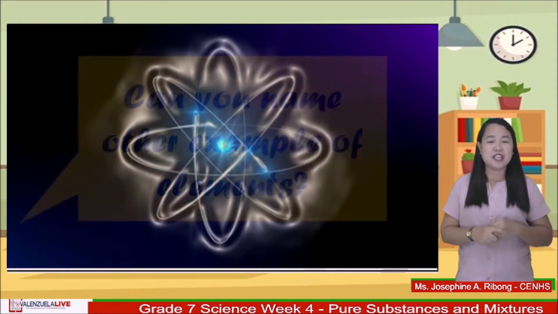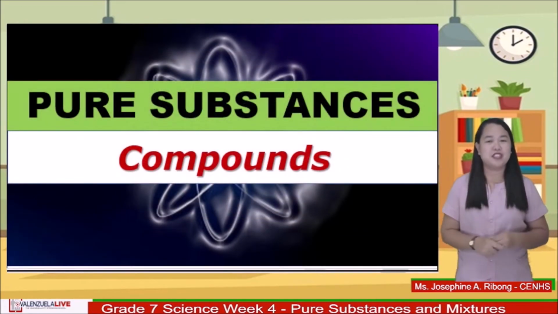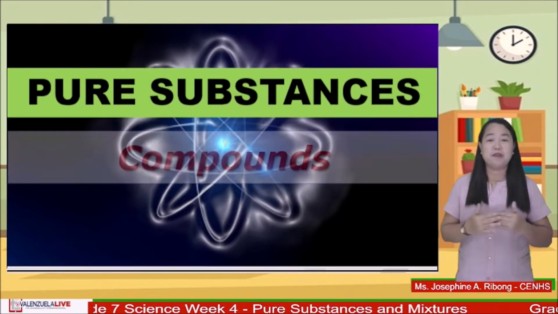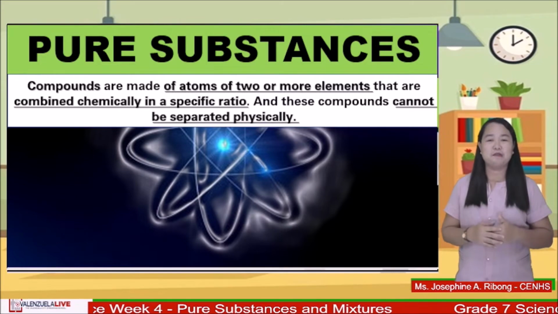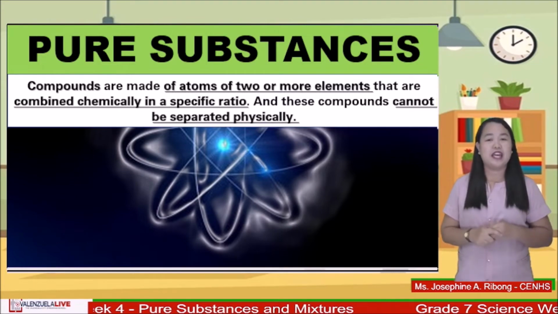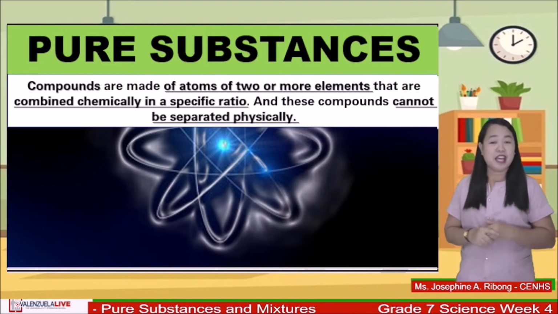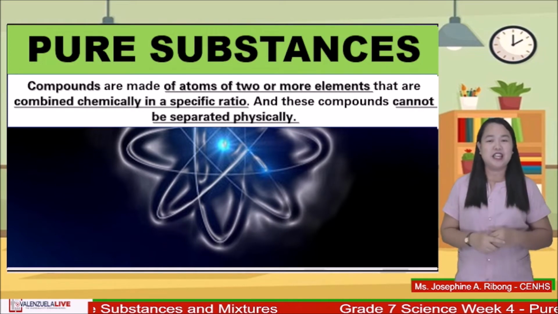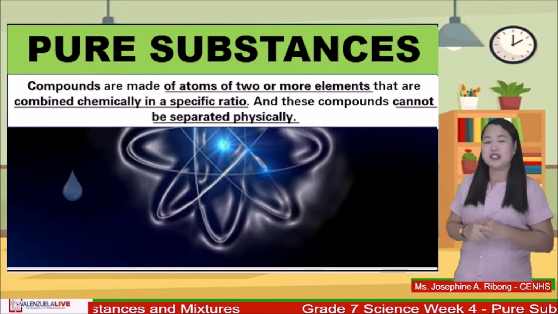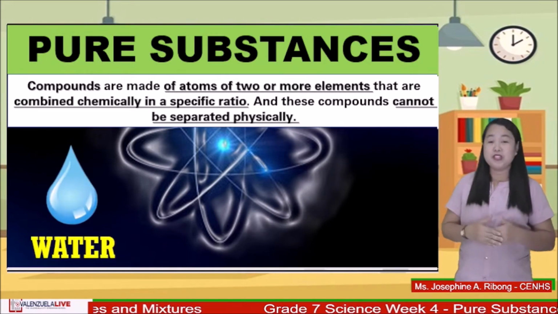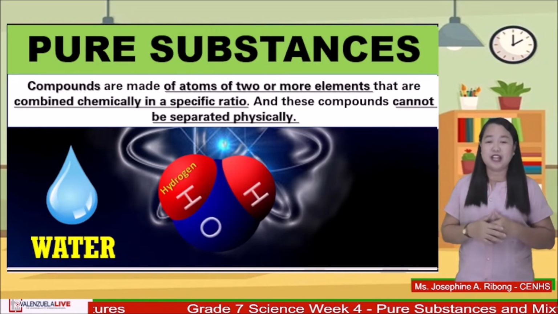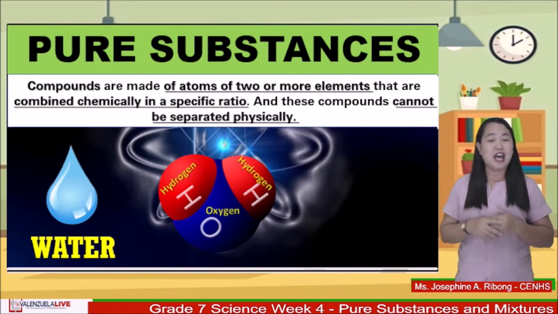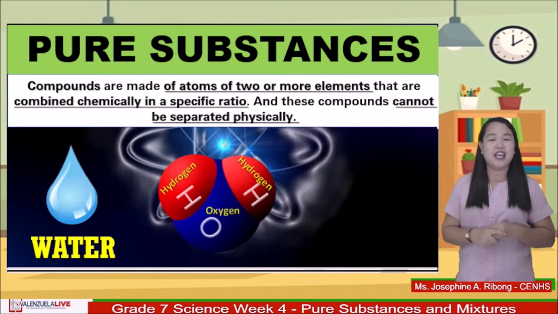Another type of pure substance is compounds. Compounds are made up of atoms of two or more elements that are chemically combined in a specific ratio. And these compounds cannot be separated physically. Let's take water as an example. To form this compound, water needs a combination of two hydrogen atoms and one oxygen atom, commonly known as H2O.